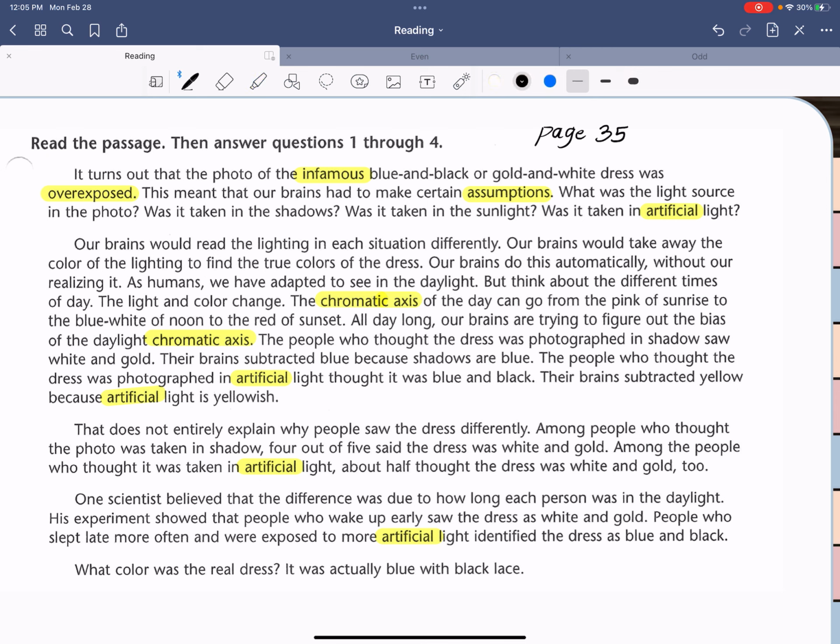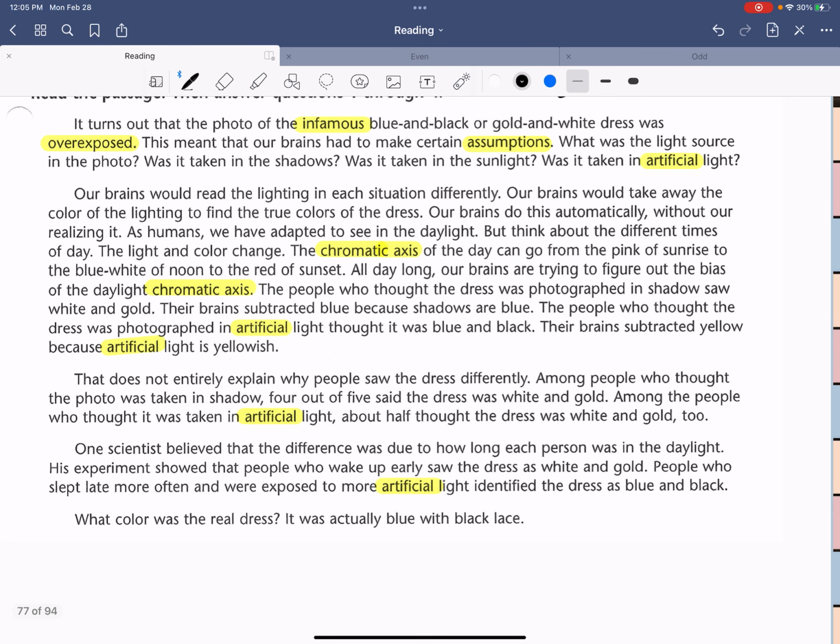So first thing I'm going to do is identify the meanings of these words. Okay, infamous. This one you might have to consult the dictionary. I'm going to just give you a definition so we don't have to do that. Infamous is famous in a bad way or in a negative way.